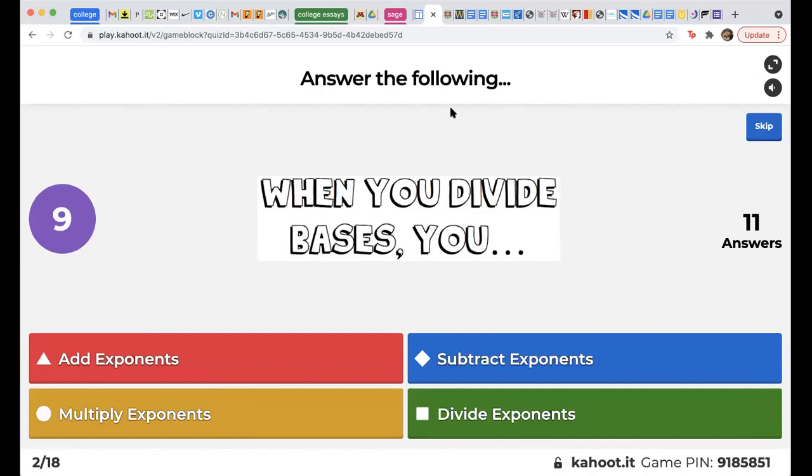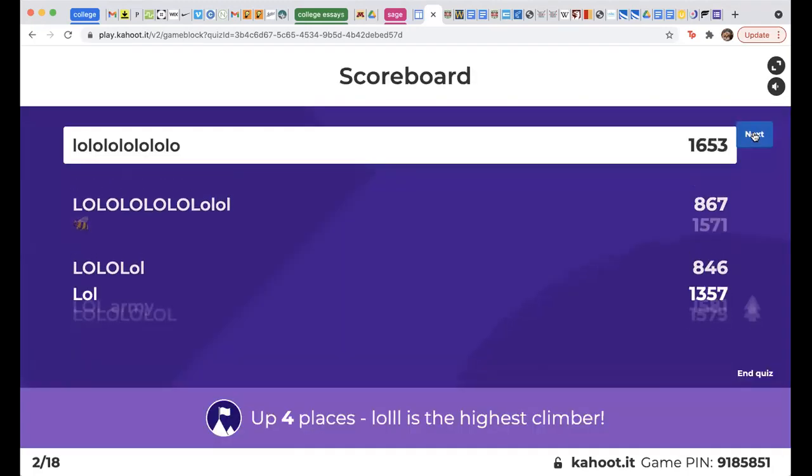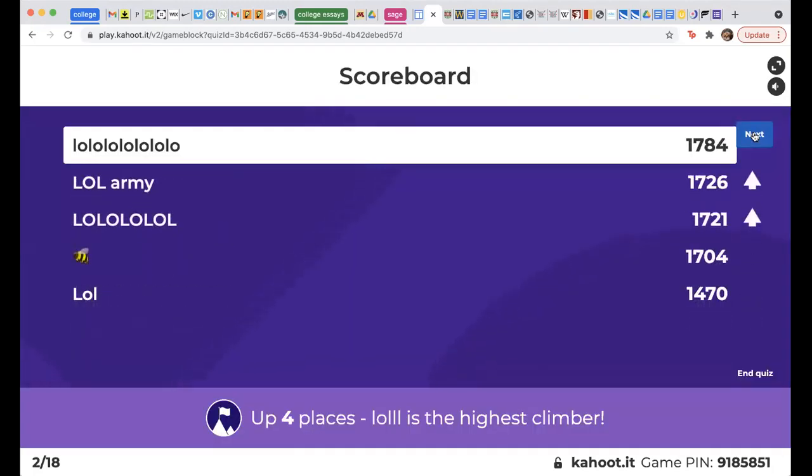Red is add exponents, blue is subtract exponents, orange is multiply, green is divide, and the question is, when you divide bases, what do you do? Do it quickly. Yay! Good job. That was so good, guys. Okay, can you guys see the leaderboard right now? Did it change? Great. No match for the LOLs.